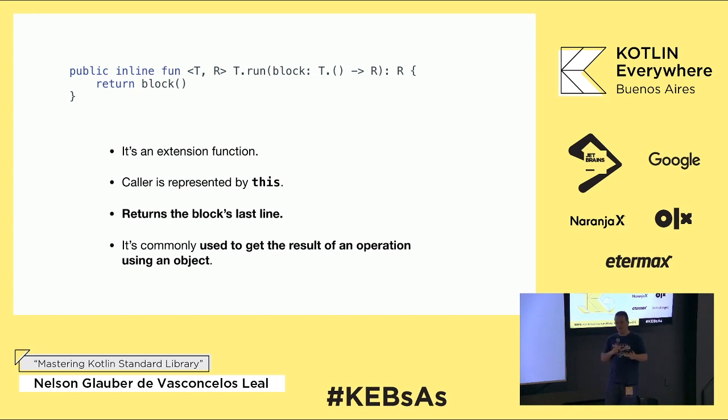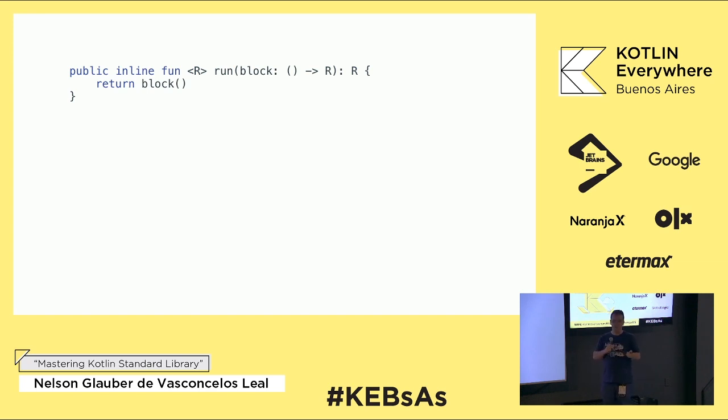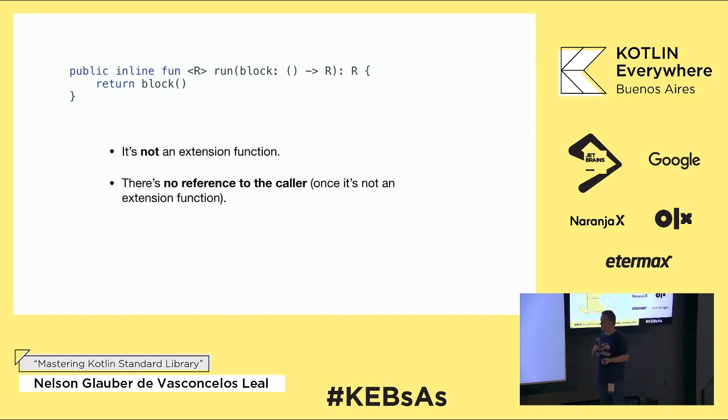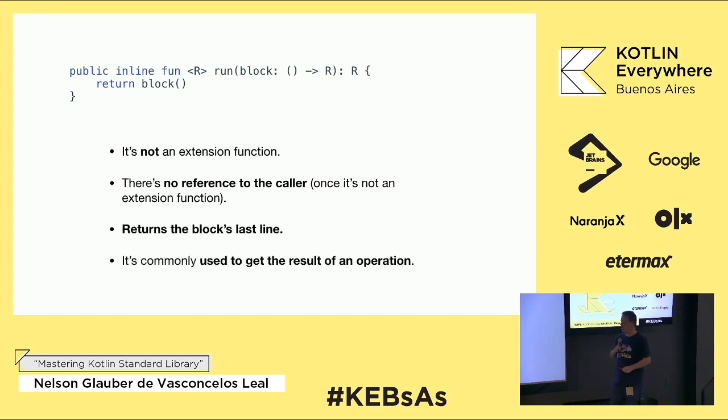But the standard library also has a different function, which is a simple run function, which is not an extension function. There's no reference to the color, because it's not an extension function, so I can call this function anywhere. It returns the last line of the block, and it's commonly used to get a result over an operation. So you are creating a scope to run a series of statements, and after that you want to get a result. You can use the run function.